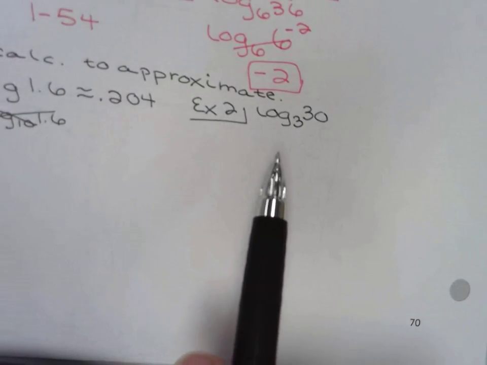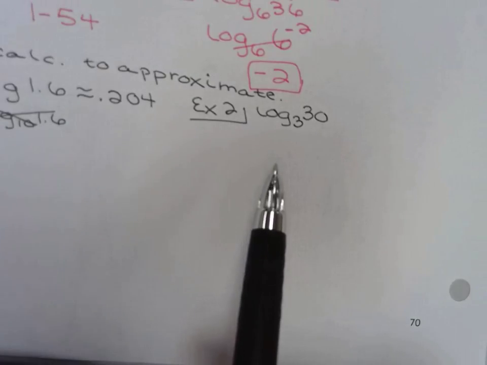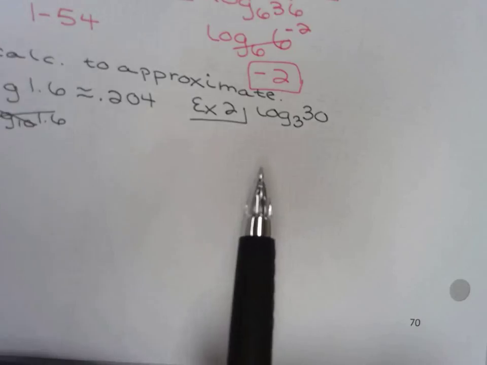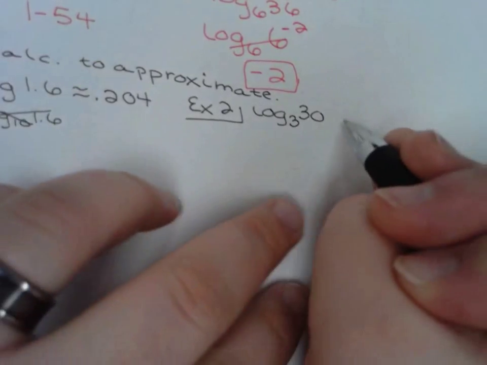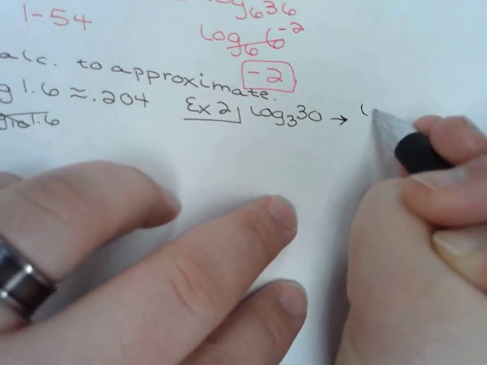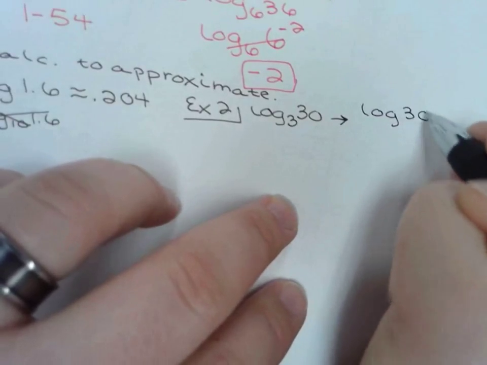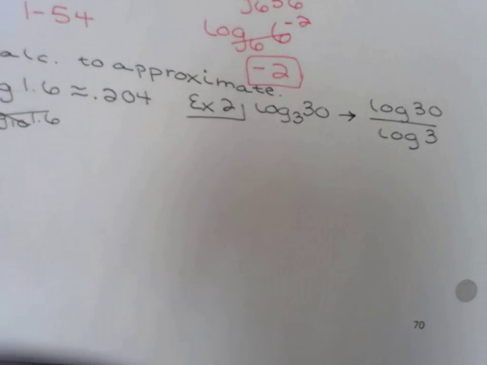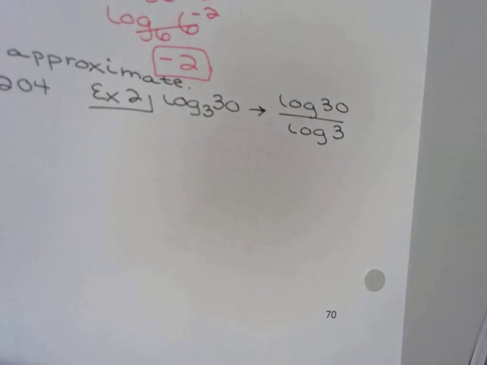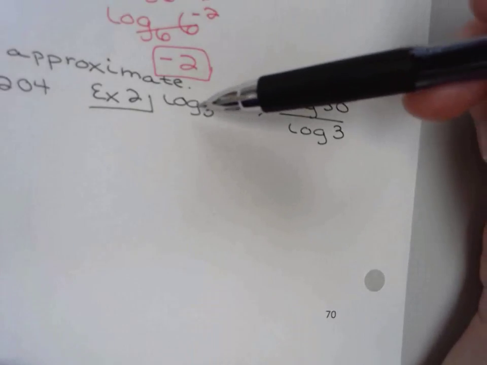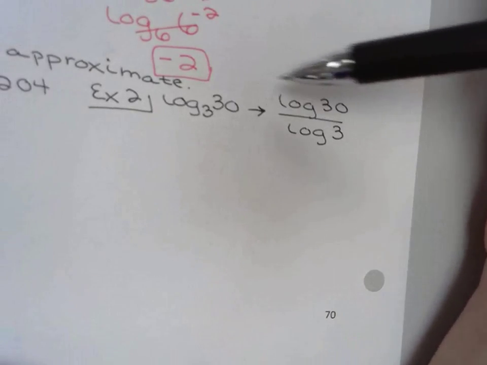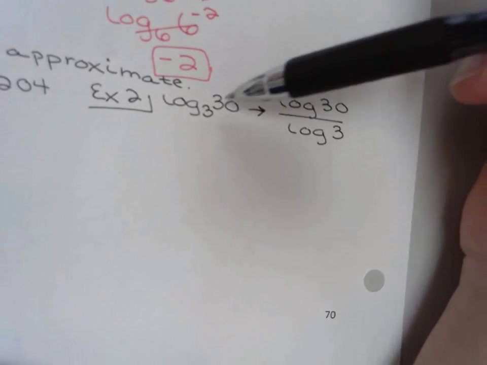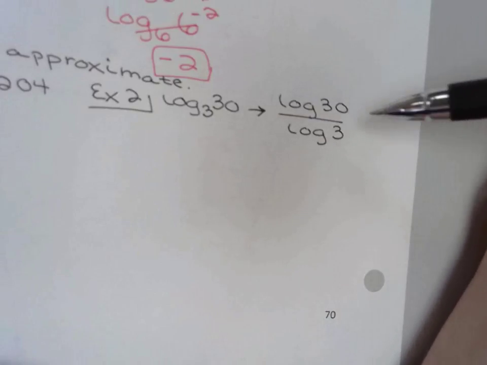Since this is a log base 3, I cannot just plug it in my calculator. We're going to have to use the change of base formula, which allows me to change the base to base 10. That formula looks like log of 30 over log of 3. If you notice you have a base that is not 10, you're going to take log, and they automatically turn base 10. We just don't put a 10.